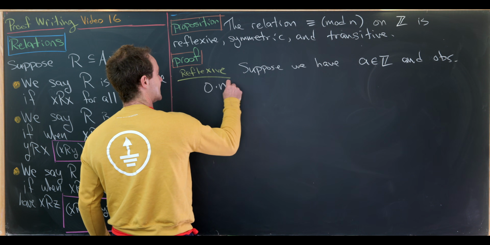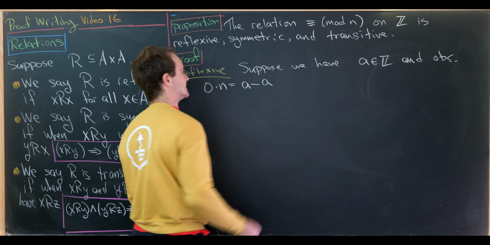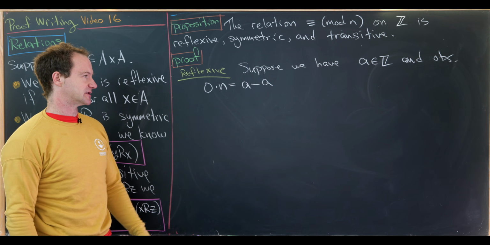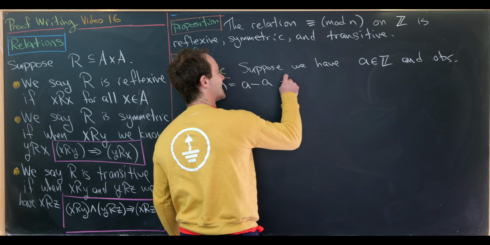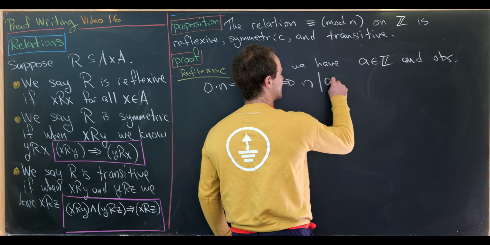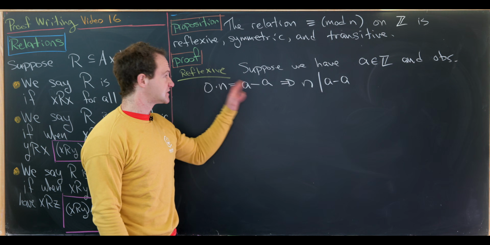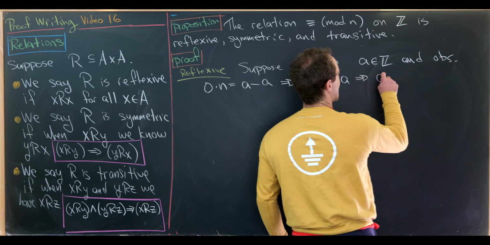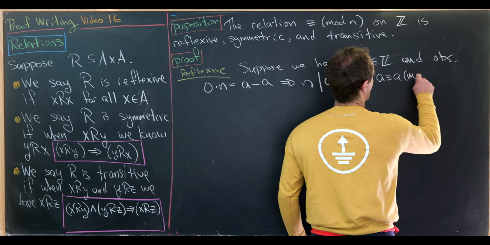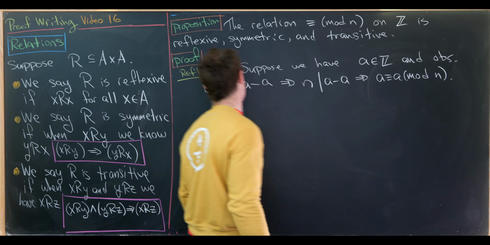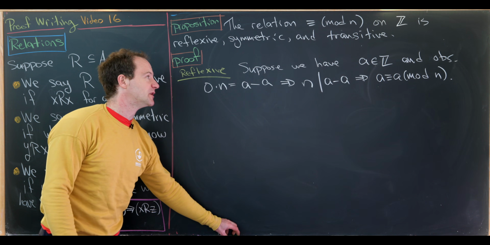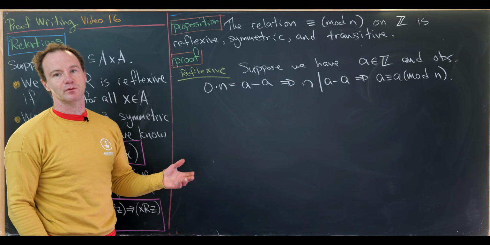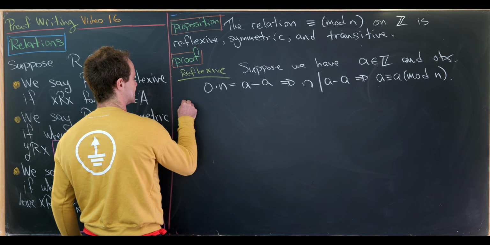0 times n is the same thing as a minus a. That's because a minus a is 0, but 0 is the same thing as 0 times n. Notice that implies that n divides a minus a. So there's nothing really fancy going on here. But notice that implies that a is congruent to a mod n by the definition of congruence mod n. Since we started with an arbitrary a and showed that it was congruent to itself, we have indeed shown that this is reflexive.